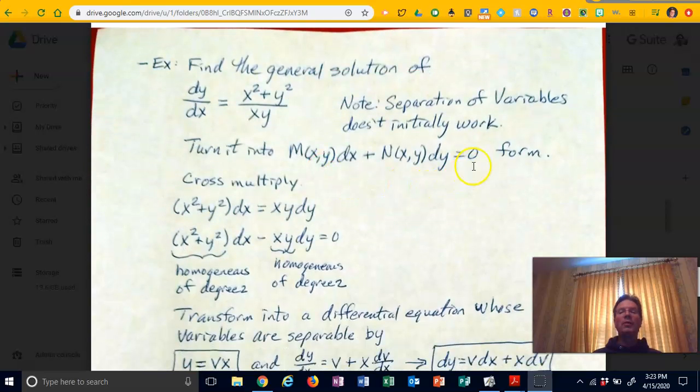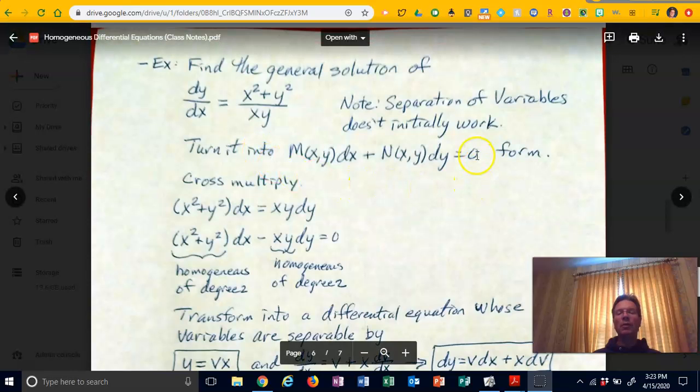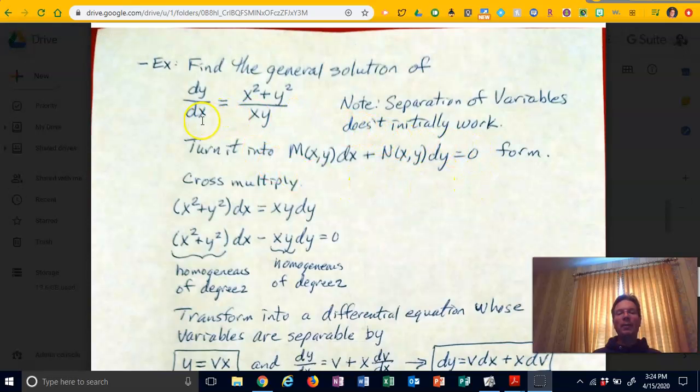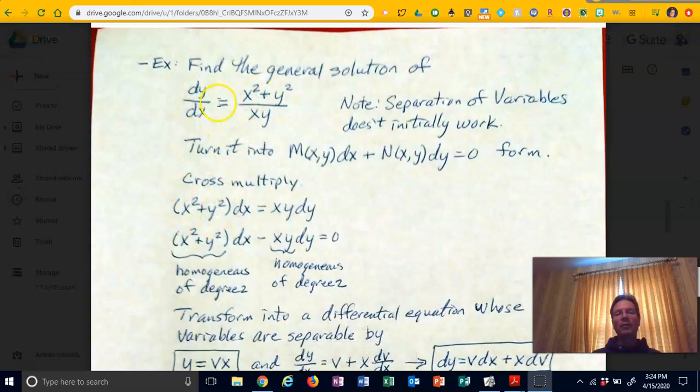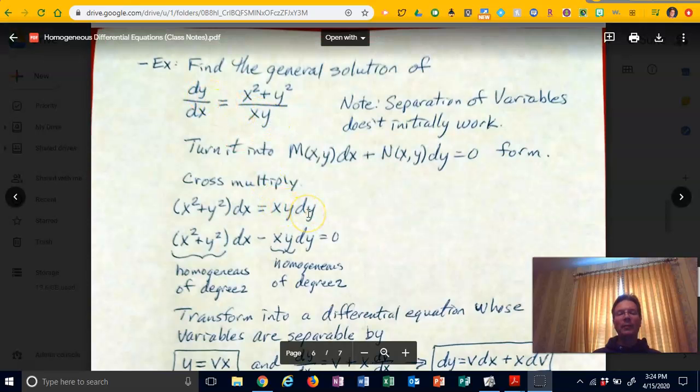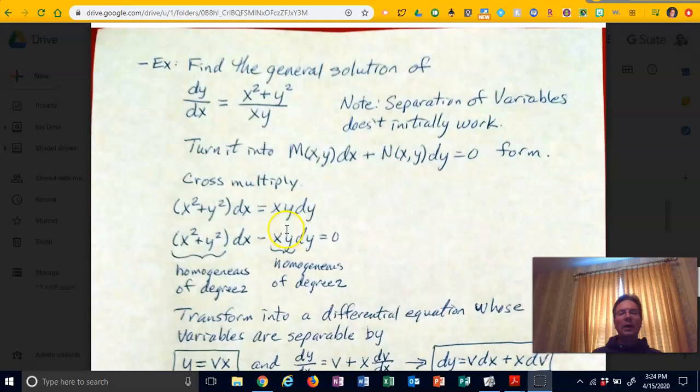But we're going to try to put it into the form of homogeneous differential equations here. So you could cross multiply if you like. So I'm going to cross multiply, so I'll get dx times x squared plus y squared, so you see that here. And then I'm going to cross multiply and get xy dy. Now, I'm going to move the xy dy term over to the left side because I'm trying to put it into this form here: M of x,y function dx plus the N of x,y function dy equals 0.